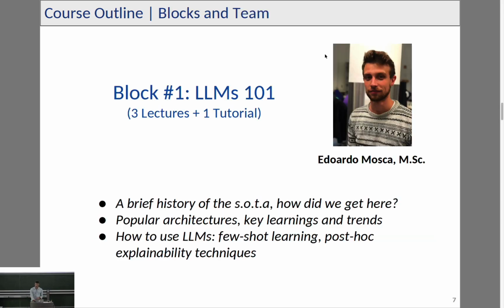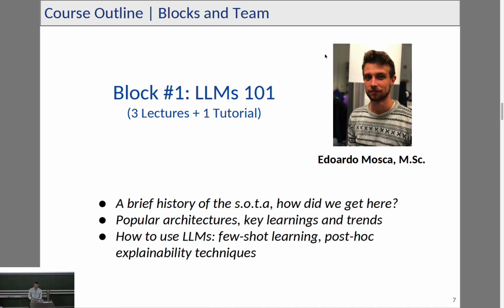All right, so regarding the blocks, I'm Edoardo. I'll be doing the first block, so the one that starts on Thursday. And my block is slightly longer, but it's more of an introductory block. We want to build the set of tools to understand also the remaining blocks. So I call it Large Language Models 101.